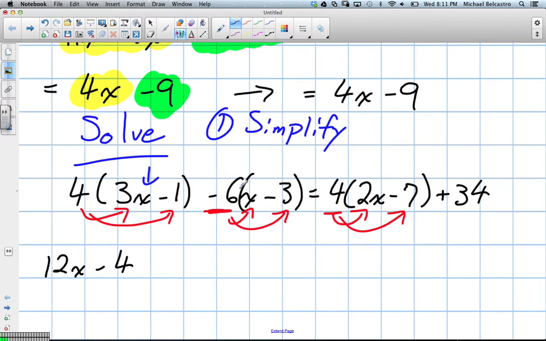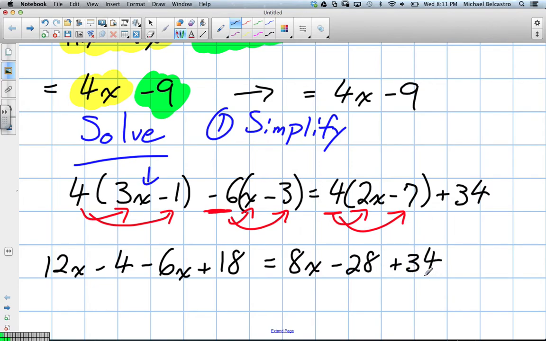The next one, we have negative 6 times x, which is negative 6x. Negative 6 times negative 3 is positive 18. Our equal sign stays where it is. 4 times 2x is 8x. 4 times negative 7 is negative 28. And then we just add our 34.